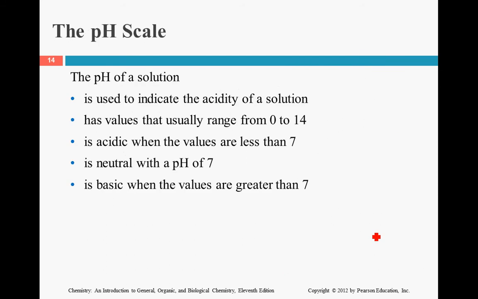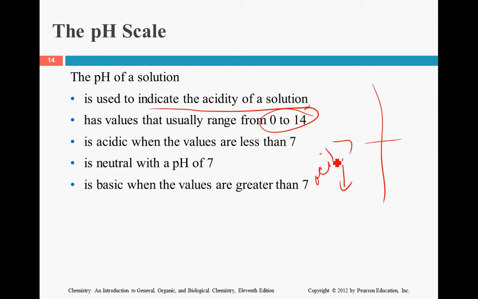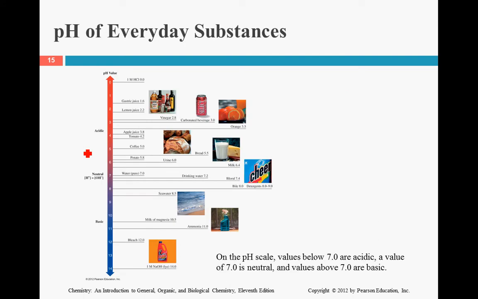So if we look at the pH scale, here's some generalities. It indicates how acidic a solution is. It ranges from 0 to 14. And this is what I was just saying, that 7 is the neutral, below it is an acid, above it is a base. That's really important to remember. So you want to memorize that. So let's just take some general background.